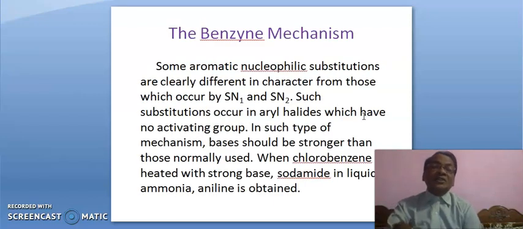Now the third one is the benzyne mechanism. Here third and last.